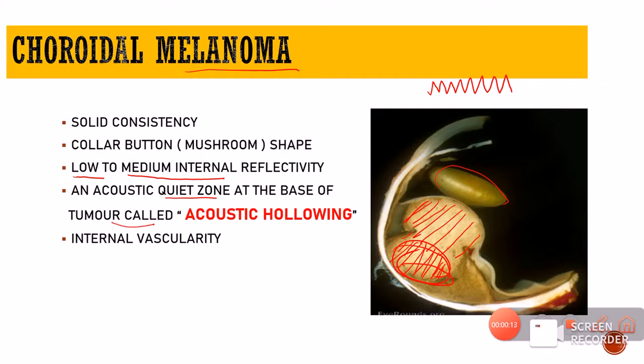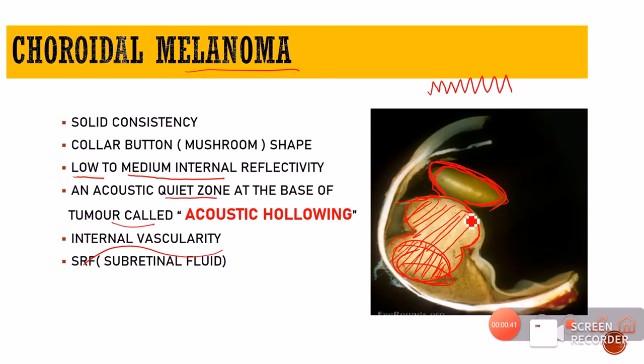So a choroidal melanoma always has to be differentiated from its benign counterpart, that is the choroidal nevus. In a choroidal nevus, we do not have any internal vascularity. Now as this tumor grows into a mushroom shaped growth or a collar button growth, at one point it will break the Bruch's membrane and then enter into the vitreous cavity as a projection like this, right?